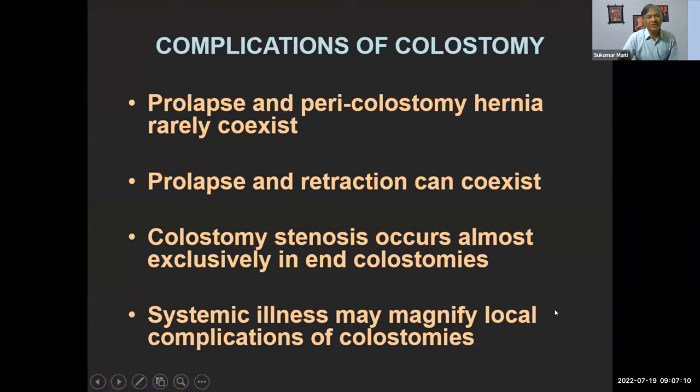And so the complications of colostomy, there are prolapse. Remember also that prolapse and pericolostomy hernia rarely coexist, but they may coexist. Prolapse and retraction can coexist. Colostomy stenosis occurs almost exclusively in the end colostomy.